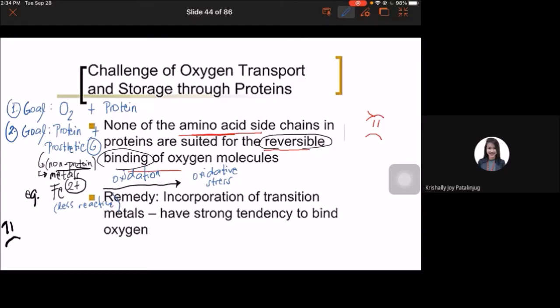So, para masolusyonan yung problema naman na to, dito papasok yung third goal. Yung third goal natin ngayon is syempre, dapat protektahan si ferrous, kasi nga, prone man siya sa oxidation. So, protektahan natin siya. The goal is to shield, to shield or to sequester. To sequester, meaning to hide the prosthetic group. So that would be the third goal. Para protected si ferrous para maiwasan itong oxidative stress that might kill the cells.